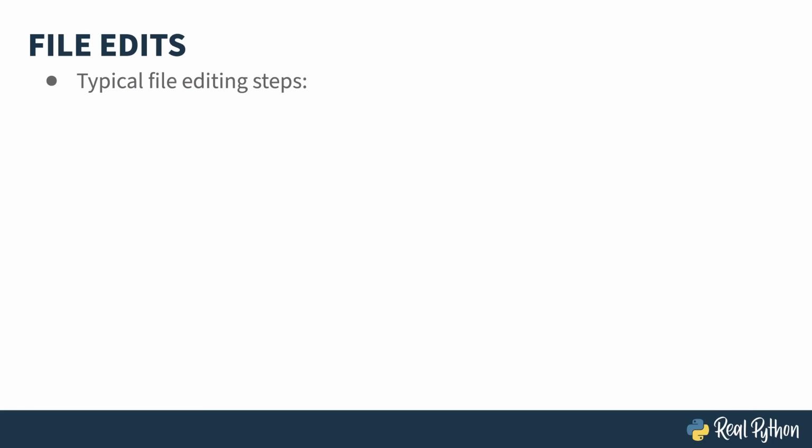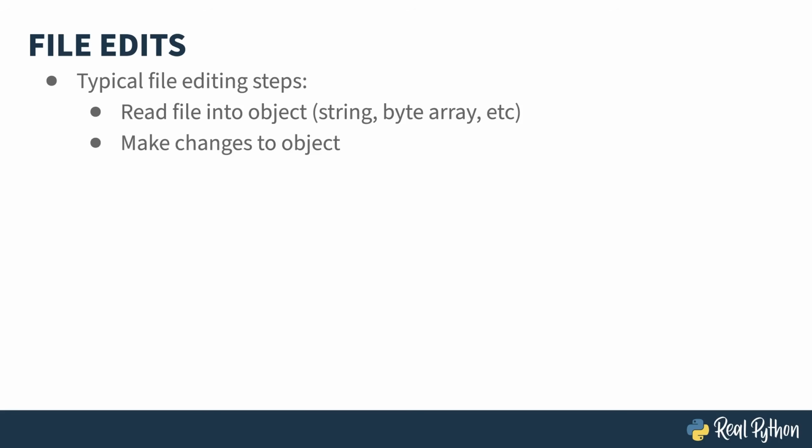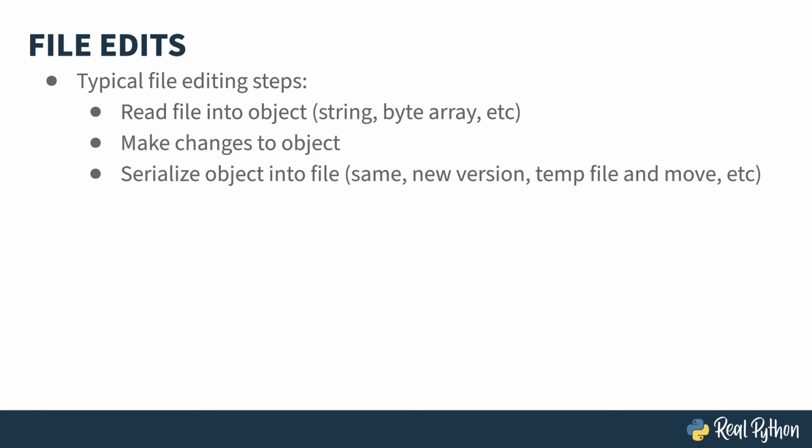If you were to write a function that did edits to a file, that function would likely read the file into a Python object, a string, a byte array, or something similar, make changes to the object, then serialize that object back onto the disk. It might be into the same file, overwriting its contents. It might be to a new file or to a temp file that then gets renamed, but the results would be similar, new bytes on disk.